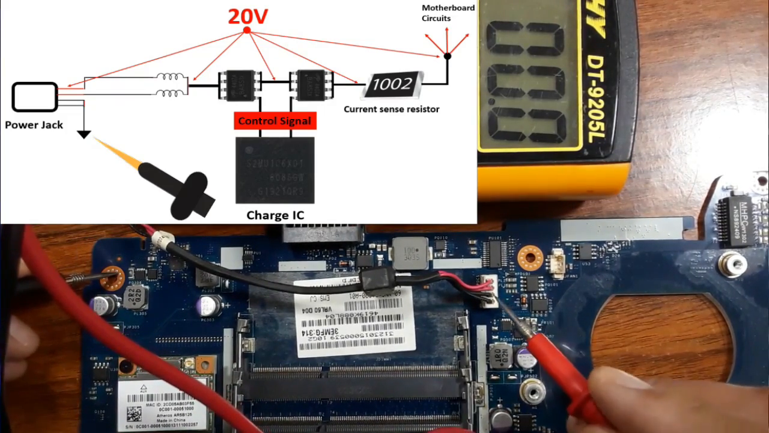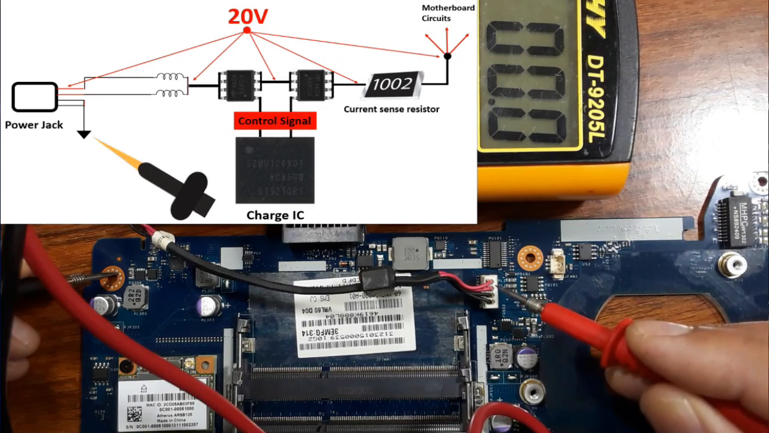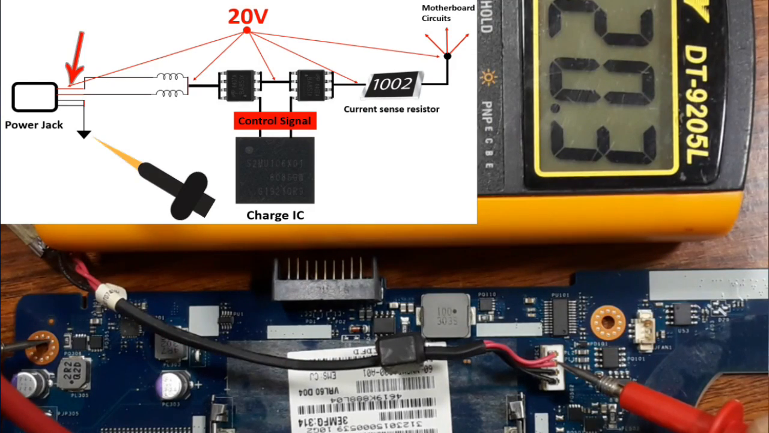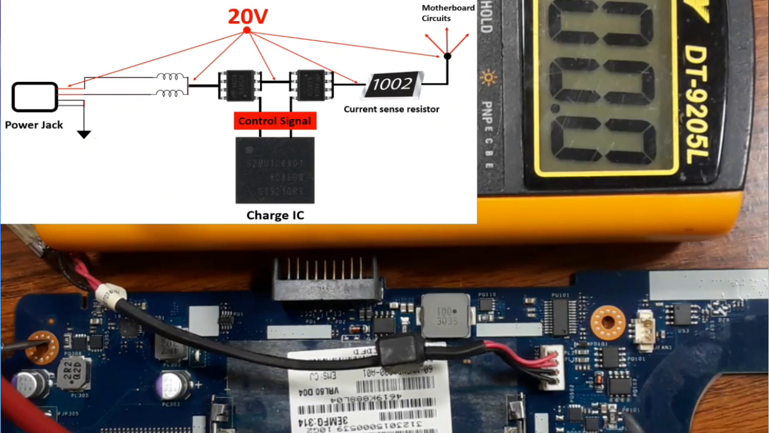Okay, so let's check first these two wires. We should find 20 volt. So the first wire, as you can see, we have 20 volt. The second wire, we have 20 volt. Good. So let's go to the coils, these two coils.